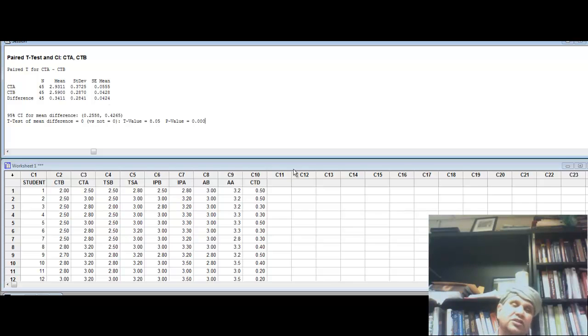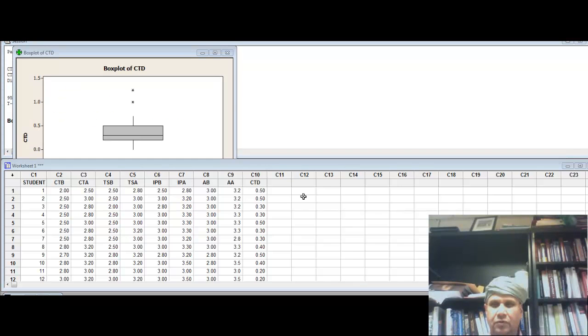So this is a very good evidence that the critical thinking has improved, or there's a positive difference, or the critical thinking has shown improvement after the training or whatever treatment you did. Make sense? Good.